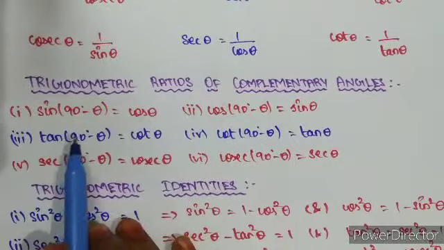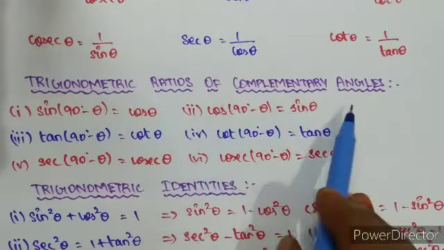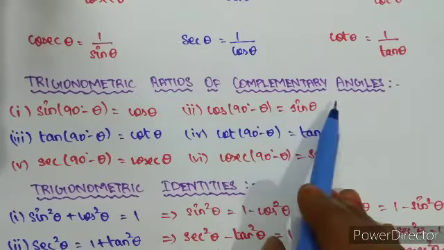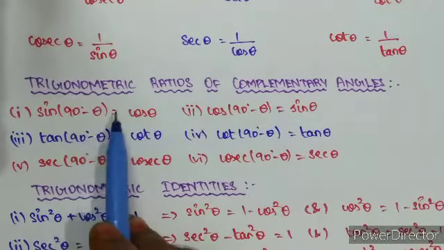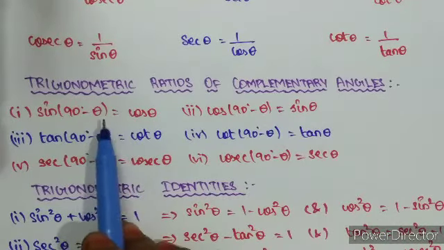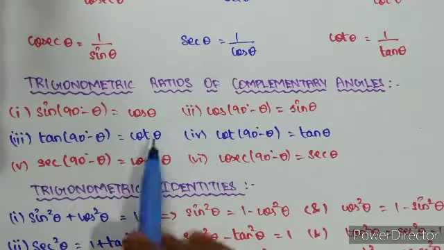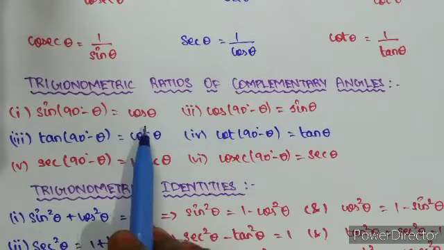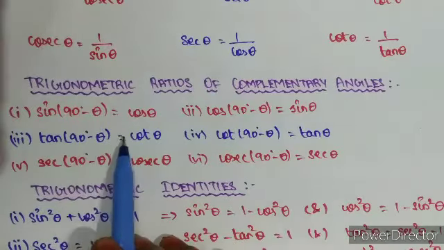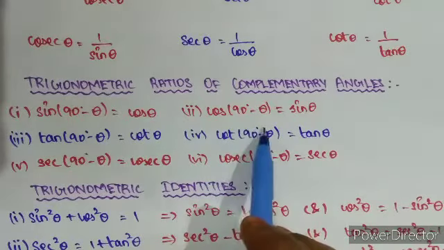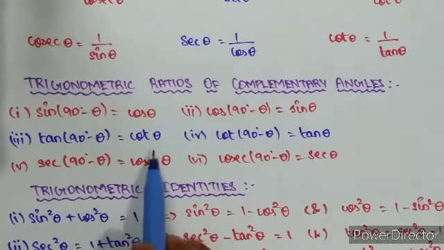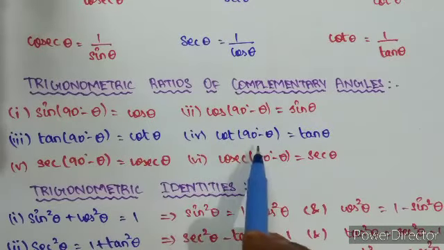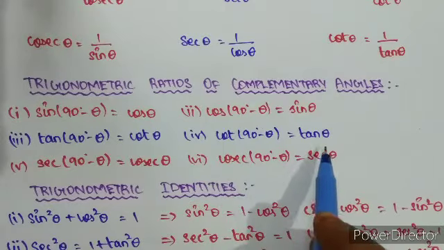Next one is the trigonometric ratios of complementary angles. See here, what is complementary? Two angles are said to be complementary when they sum up to 90 degrees. Now we are going to apply this here. Sine is complement to cos. See here, sin(90 minus theta) is cos theta and cos(90 minus theta) is sin theta. Tan(90 minus theta) is equal to cot theta and cot(90 minus theta) is equal to tan theta.